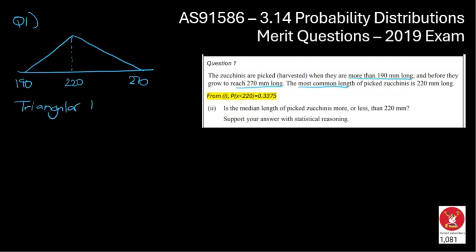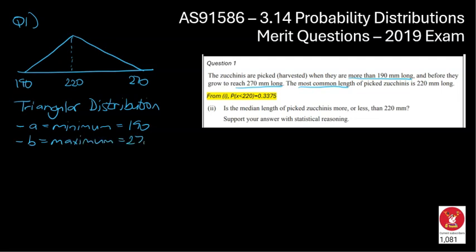In this triangular distribution, the parameters are a minimum, a maximum, and a mode. So my A value, which is the minimum, is equal to 190 millimeters long. My B value, that's the maximum, is 270. And my C value, that's my mode, was 220.